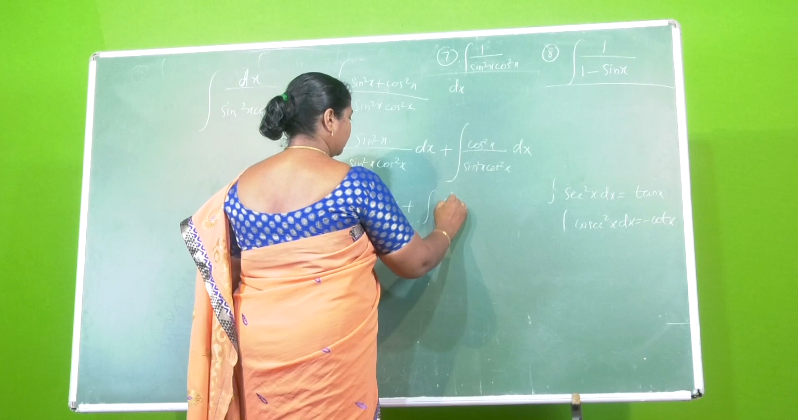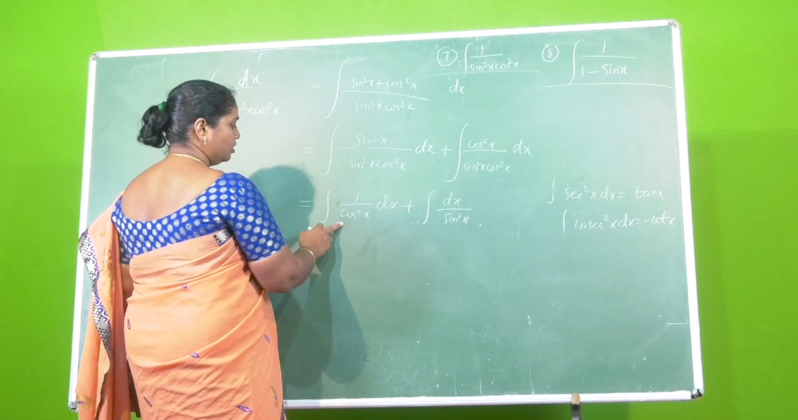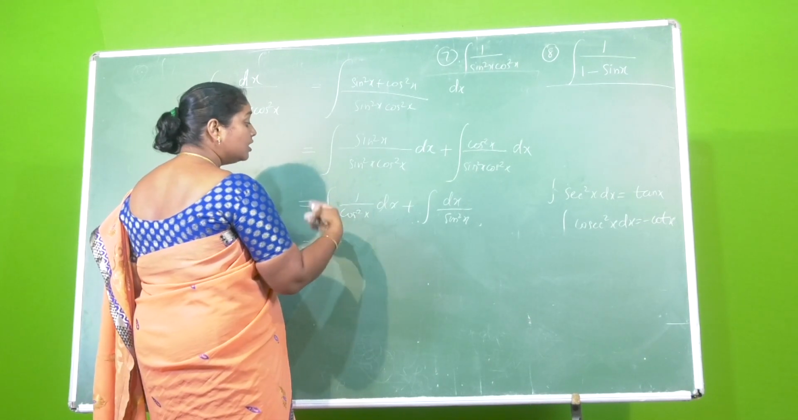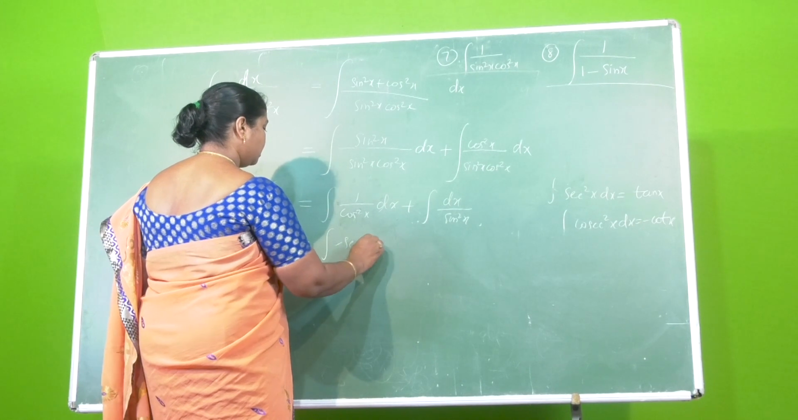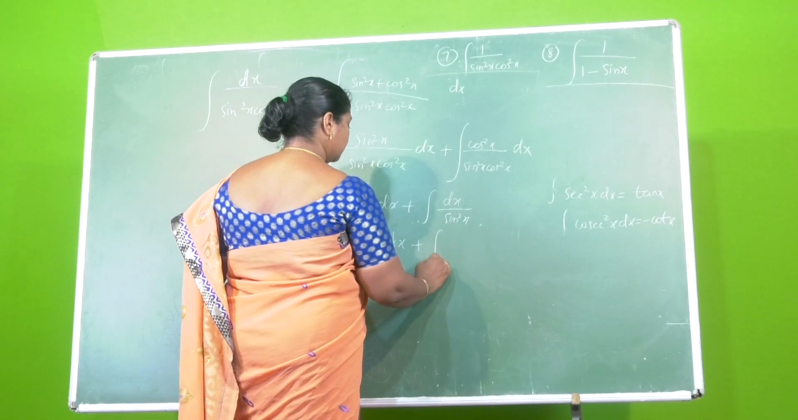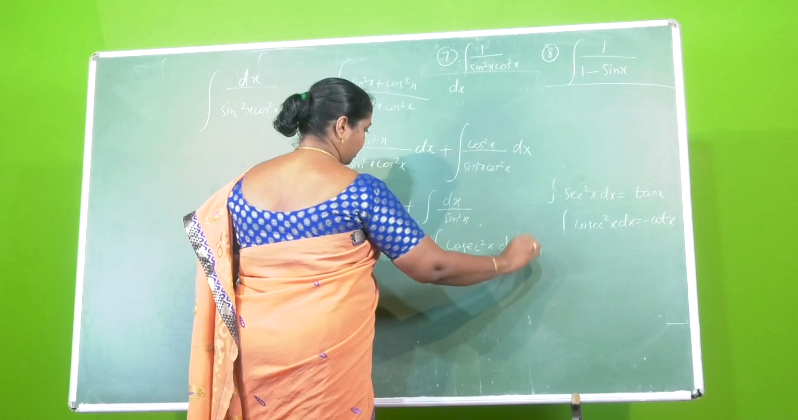This will be dx by sin square x, so it is in the denominator. Now what is 1 by cos square x? It is secant square x. So secant square x dx. And what is 1 by sin square x? It is cosecant square x. So it is cosecant square x dx.